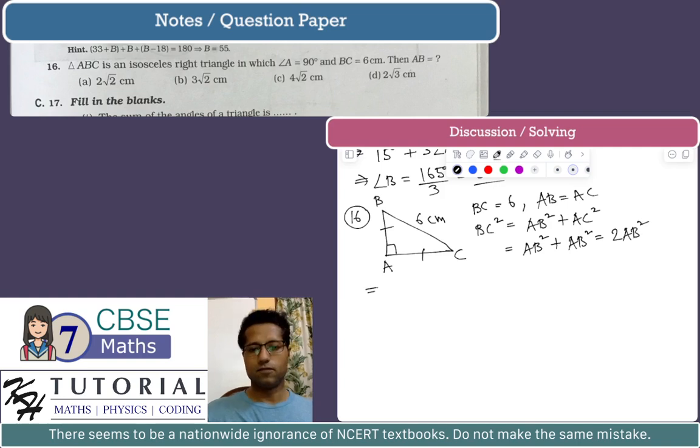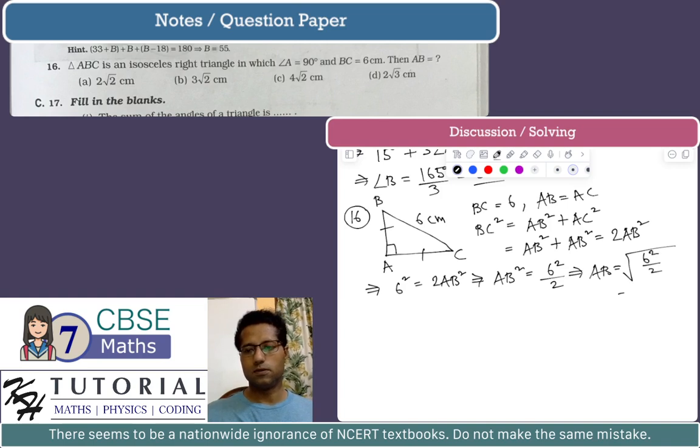So this implies, what is BC? BC was given to be 6. 6 square is equal to twice AB square. So this implies that AB square is equal to 6 square by 2. This implies AB is equal to root over 6 square by 2. This is 6 by root 2.